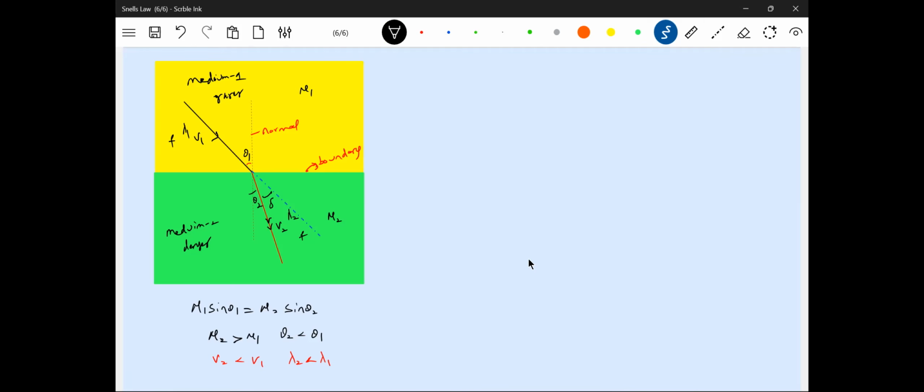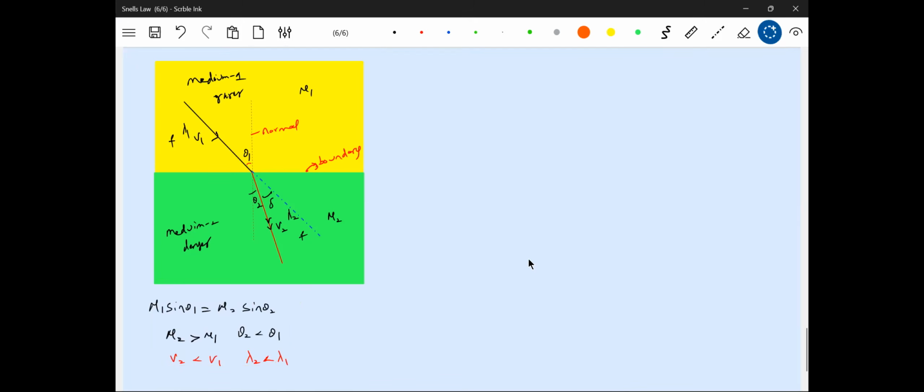So here, can we just bring in the deviation? Theta 2 plus delta equals theta 1, so the deviation equals theta 1 minus theta 2, or angle of incidence minus angle of refraction. This should be the deviation suffered by the ray when it moves from rarer to denser.